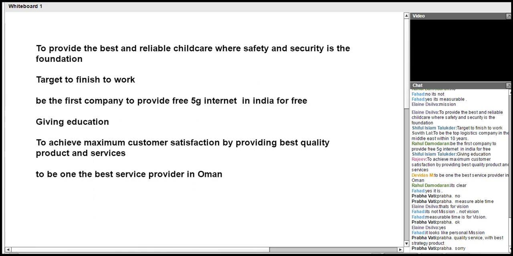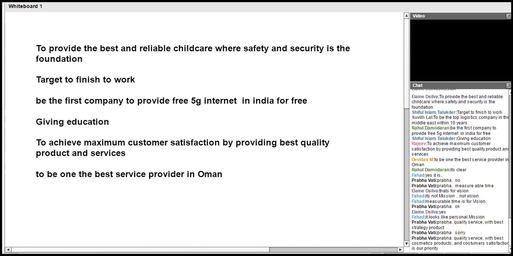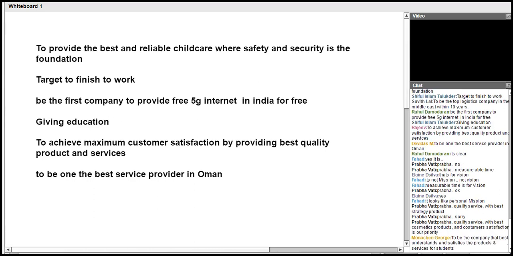So I will check this one has some point. Maybe this one I'm going to give it, let's say, 3 on 5. I'm going to give this one 3 on 5 as well. And then giving education. This one is also, maybe I can give it a 2.5 on 5. Again, it's not very clear. Provide educational services. Your mission is to provide educational services. Then I would have given it more points. This one, to achieve maximum customer satisfaction by providing best quality products and services. Okay, this can be good.